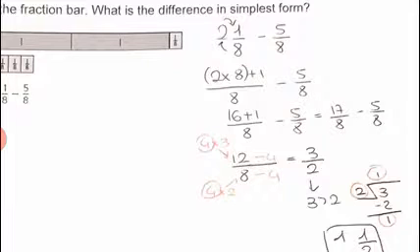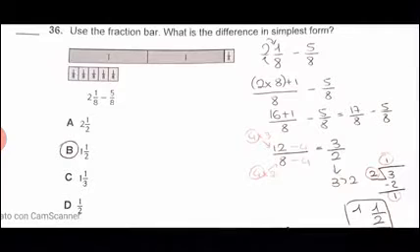So we have 3 over 2. 3 is bigger than 2. So what do we make? We make the division. So if we make the division, we have 1, 2, and 1. So the result is 1, 1 over 2. The result is B.